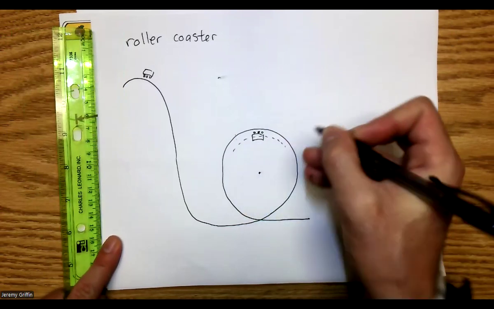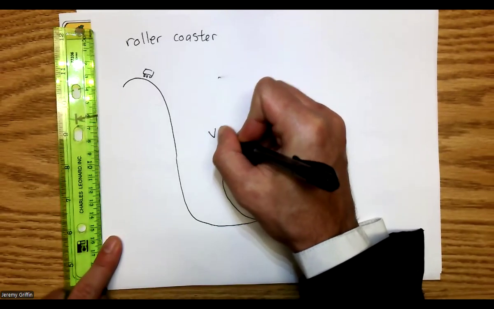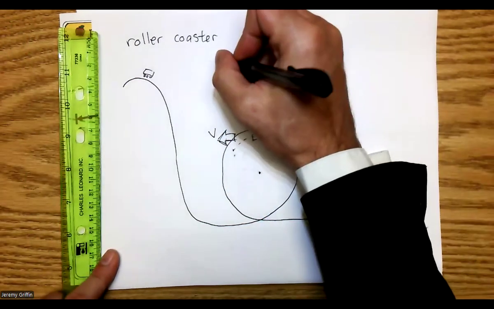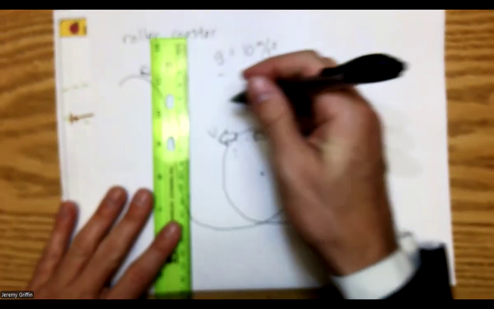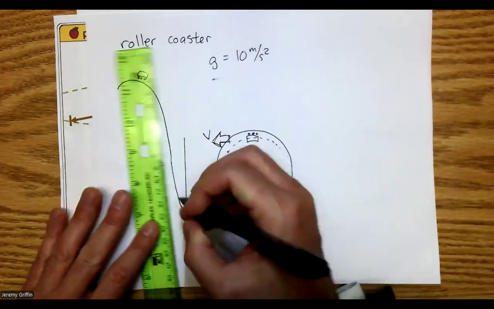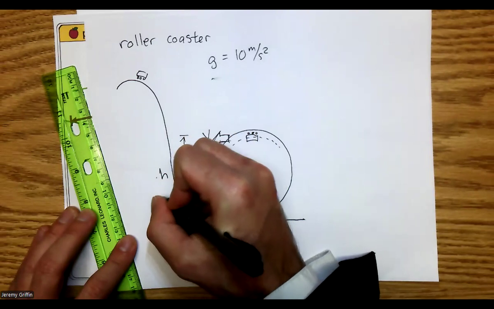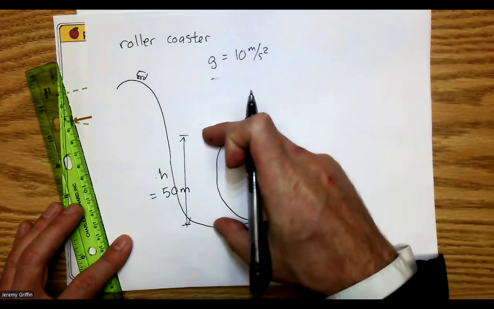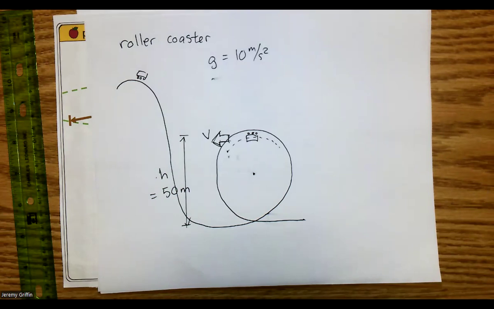I'm going to ask you the same question as I asked before. What is the minimum speed? I'll label that V for tangential velocity. I'll give you guys Earth gravity again, 10 meters per second squared. Let's say I do a little tricky here. Let's say the height of the roller coaster loop, I'll call it lowercase h, is 50 meters. So this whole thing is 50 meters tall. How fast do you have to go to make it through that loop?